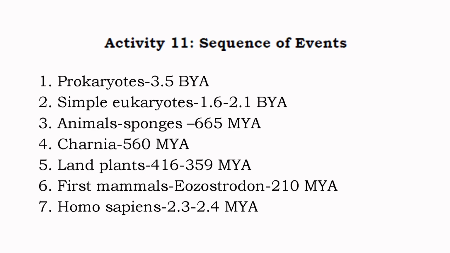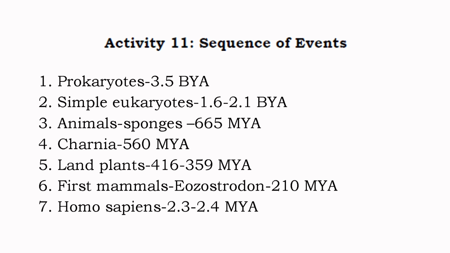Now let us check your answers. If you're not done, you can pause the video. For number 1, we have the prokaryotes, which happened 3.5 billion years ago. The simple eukaryotes, which happened 1.6 to 2.1 billion years ago.